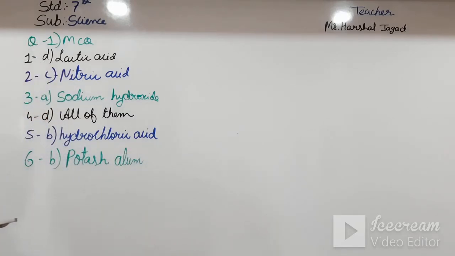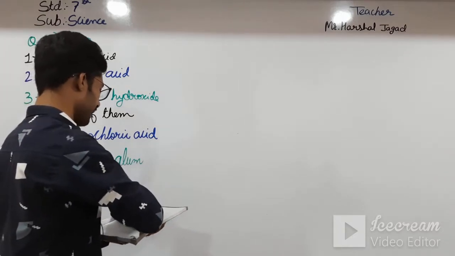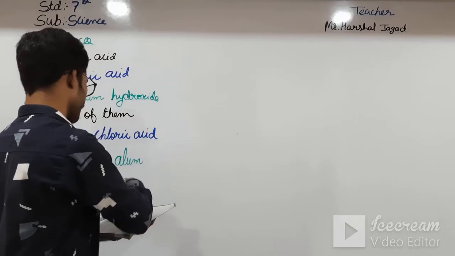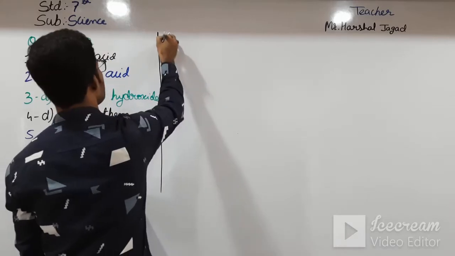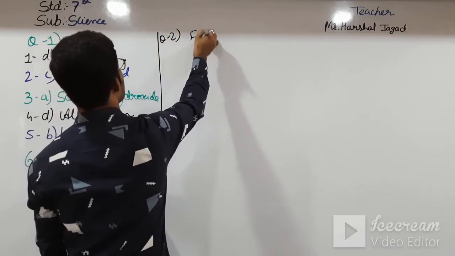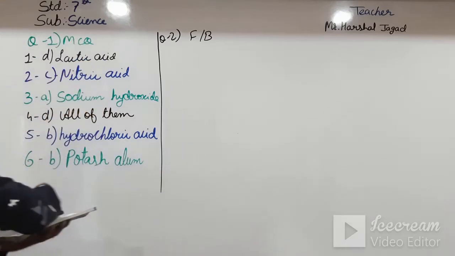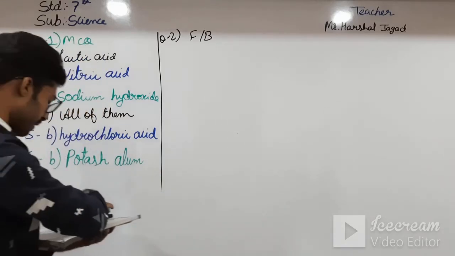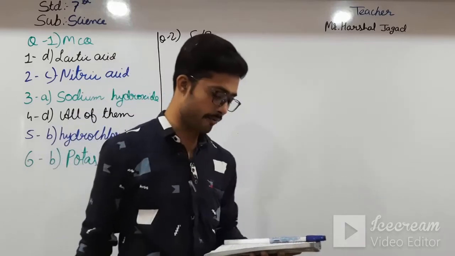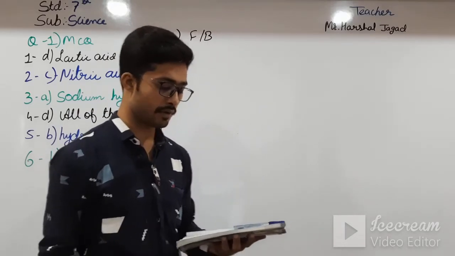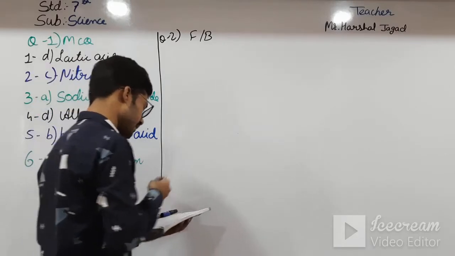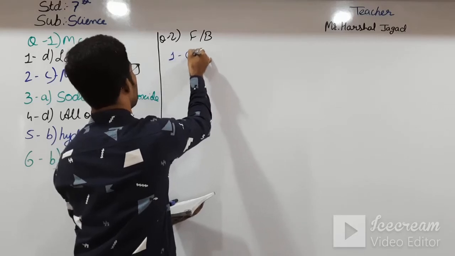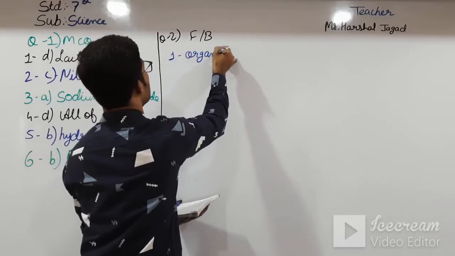Okay students, next is fill in the blanks. Let us see it one by one. Question 2, fill in the blanks. The first one: acetic acid, formic acid and tartaric acid are called dash acids, mineral or organic. It will be organic acids.